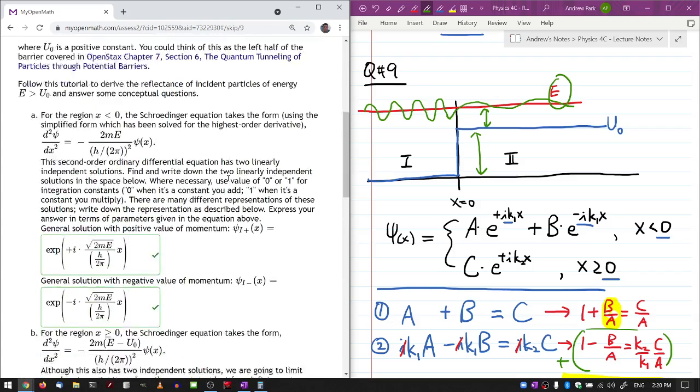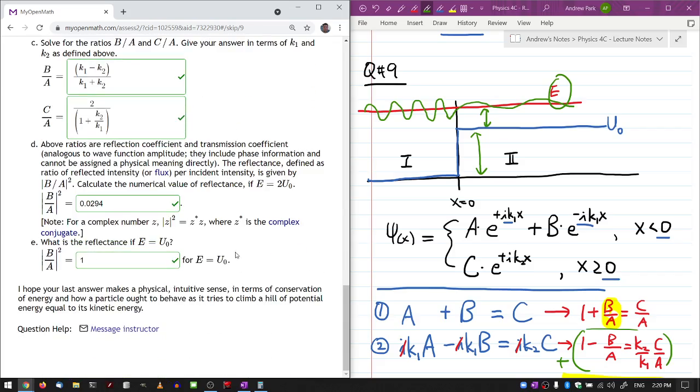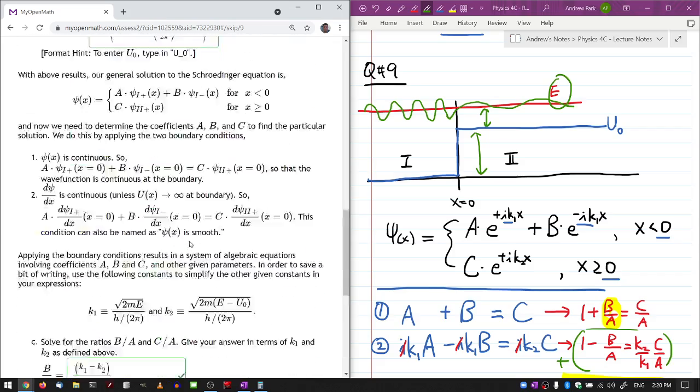So that's a reflection from a step potential. Probably the simplest possible case. The next two examples will be slightly more complicated.